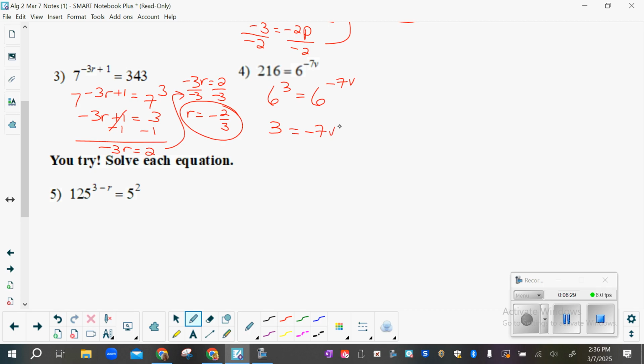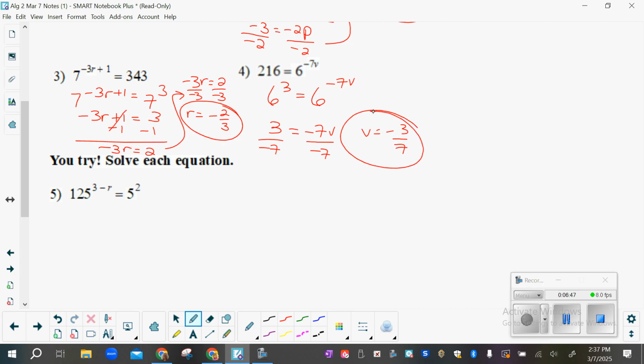Only because of that. I understand. And then somebody else decides what's the next step. Good. Divide by negative 7. And b is equal to negative 3/7.